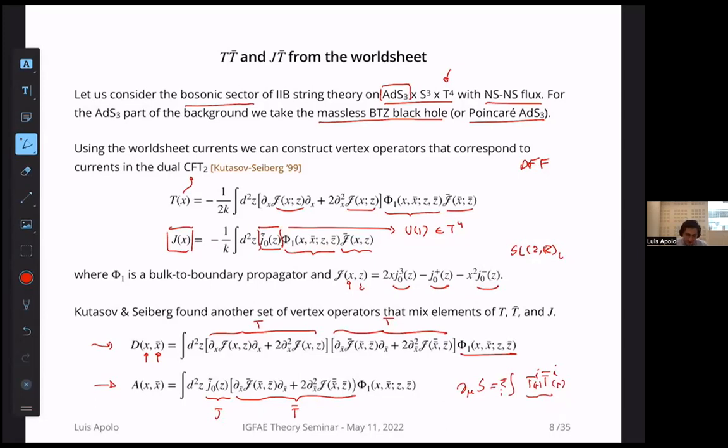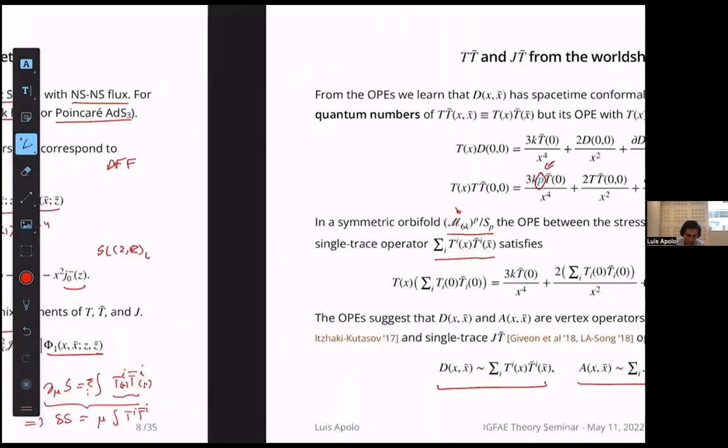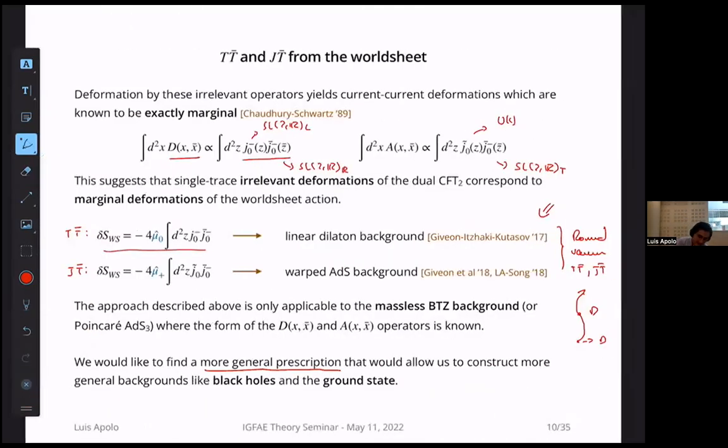And what turns out to happen for the Ramond vacuum is that this differential equation simplifies and simply becomes delta S equals mu Ti Tbar i. This is a simplification that happens in this massless BTZ or Poincare AdS3, which is what allows us to integrate it easily, right? So when we deform the action in this way, this is a full deformation. We don't have to integrate the flow. It just simplifies a lot. Yeah, thanks for the question.